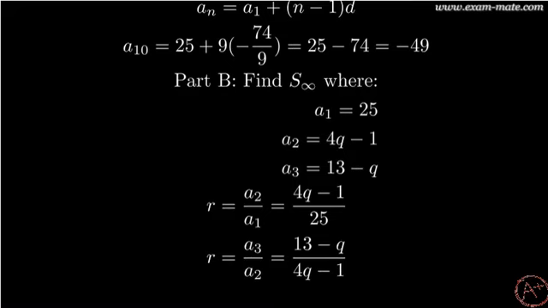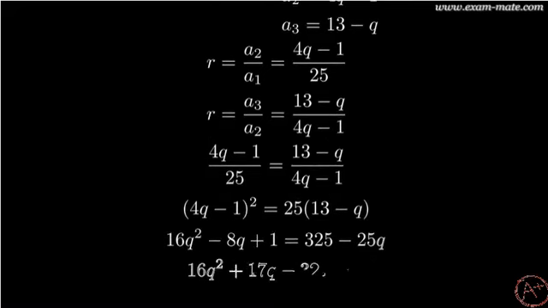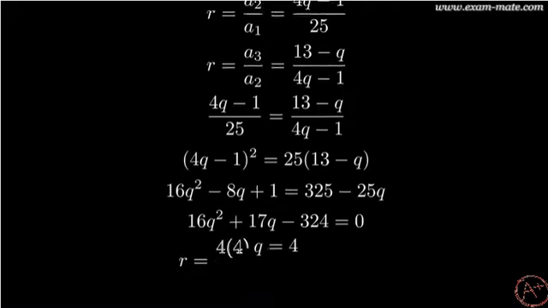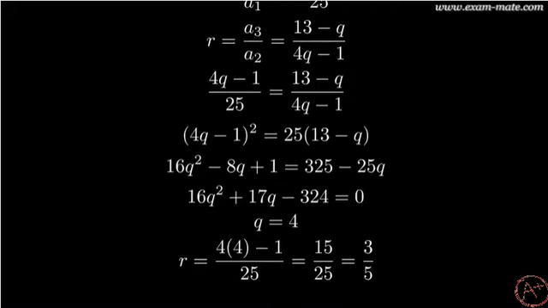These must be equal. Setting these equal and solving, after multiplying and simplifying, we get a quadratic equation: 16q squared plus 17q minus 324 equals 0. Using the quadratic formula, and remembering that q must be positive, we get q equals 4. Now we can find r. Substituting q equals 4 into either ratio equation gives us r equals 3/5.